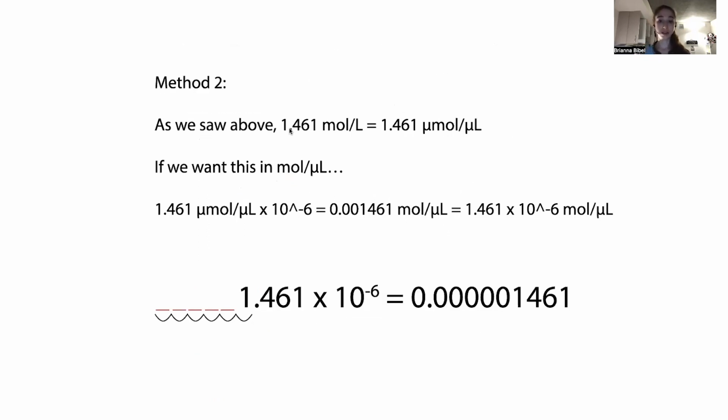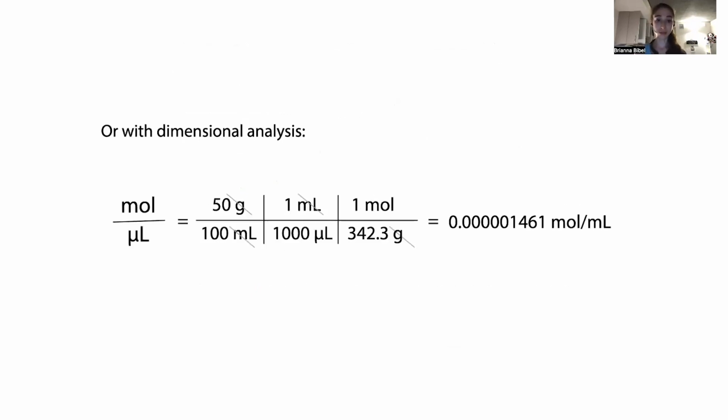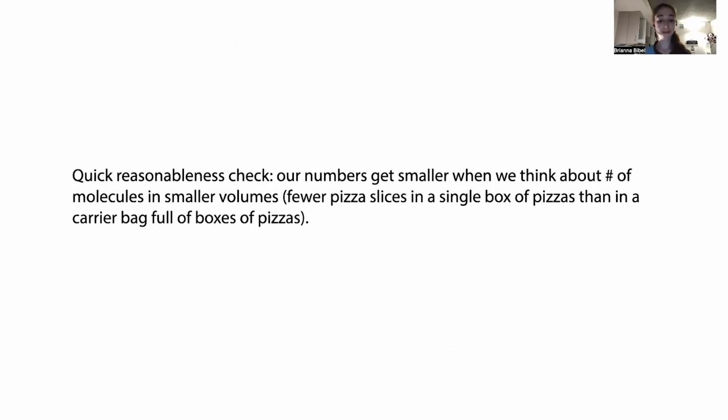We could also think about it the same way we saw above, where 1.461 moles per liter is the same as 1.461 micromoles per microliter because we're dividing the top and the bottom by the same amount. And we could do this with dimensional analysis. Just a quick reasonableness check: our numbers get smaller when we think about the number of molecules in smaller volumes. So fewer pizza slices in a single box of pizzas than a carrier box full of pizzas. And our number was getting smaller, so that checks out.